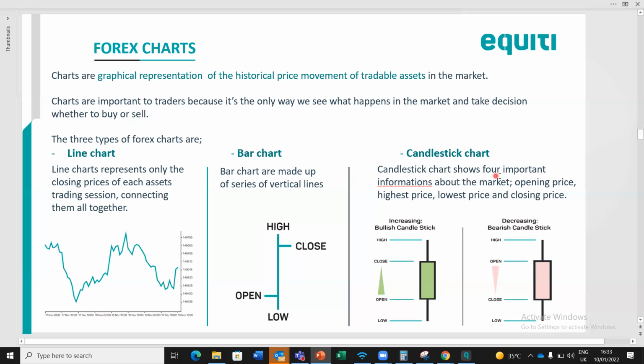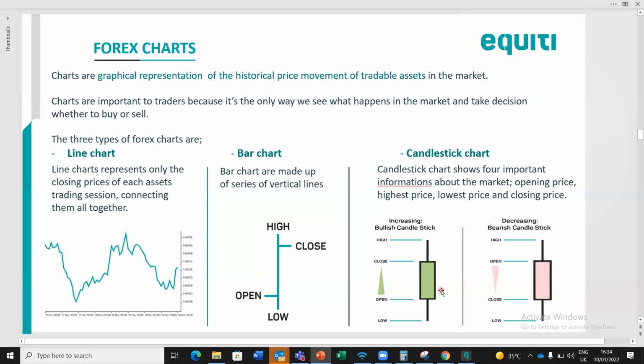The candlestick chart shows four very important pieces of information about the market. Now, why a lot of traders use the candlestick is because it shows in much greater detail what happens in the market, what happens between the buyers and the sellers. It uses these four important pieces of information, which are the open price, the highest price, the lowest price, and the closing price.